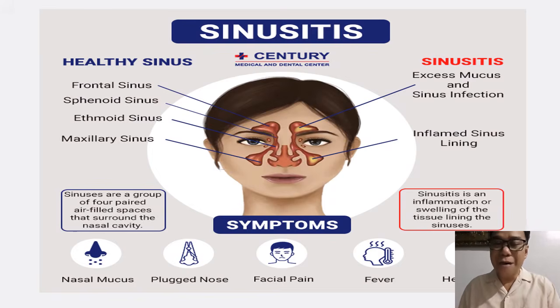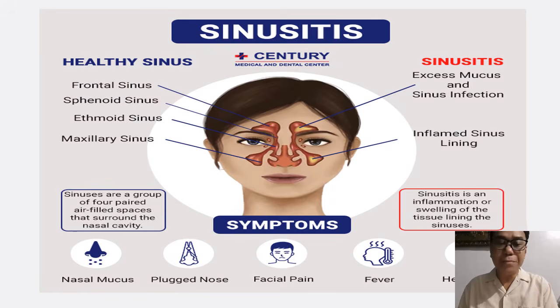Okay, so as what we can see on our slide, sinusitis is an inflammation or swelling of the tissue lining of our sinuses. So the usual sinuses that we have are the frontal sinus, the sphenoid sinus, ethmoid, and the maxillary sinus. Okay? So these sinuses are a group of four paired air-filled spaces that surround the nasal cavity.